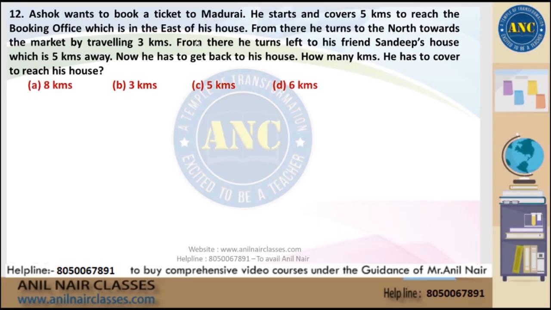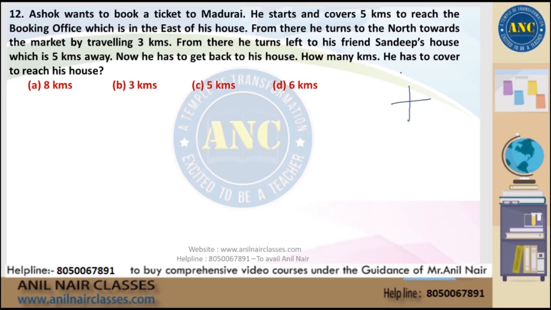Ashok wants to book a ticket to Madurai. He starts and covers 5 kilometers to reach the booking office, which is in the east of his house. From there, he turns to the north towards a market by traveling 3 kilometers. From there, he turns left to his friend Sandeep's house, which is 5 kilometers away. Now, he has to get back to his house. How many kilometers he has to cover to reach his house is the question.